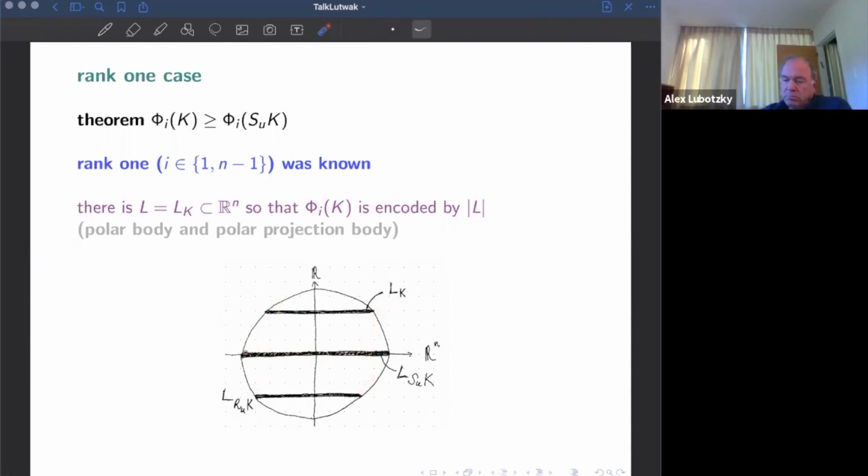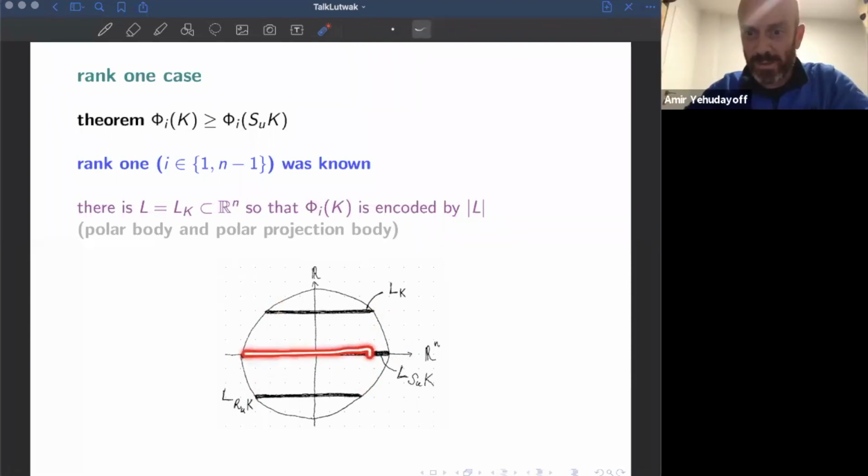And the point is the volume of this thing is larger than the average of volumes of these two things. In this picture, the length is the same. But in higher dimension, this is a corollary of the Brunn-Minkowski inequality. Okay, so this is a very high level sketch of how you prove it for the rank 1 case.